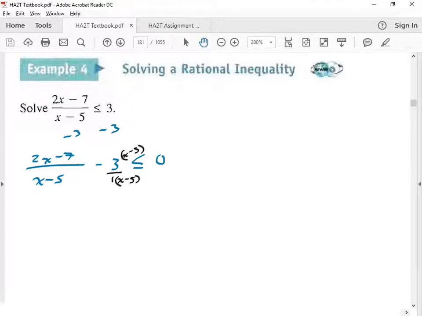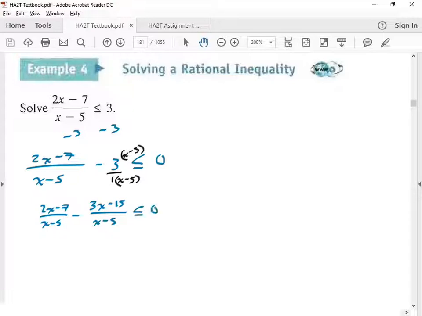Let's go. Let's write this out. We got 2x minus 7 over x minus 5 minus 3 times... wait, let's just do it. What's 3 times x? 3x. So we have 3x. 3 times negative 5 is negative 15. All over x minus 5.